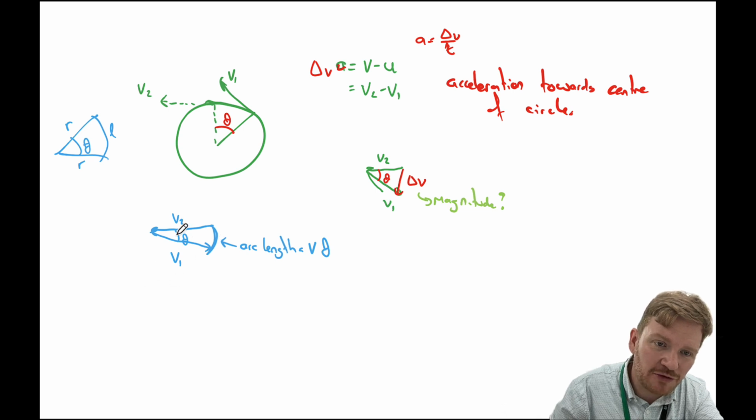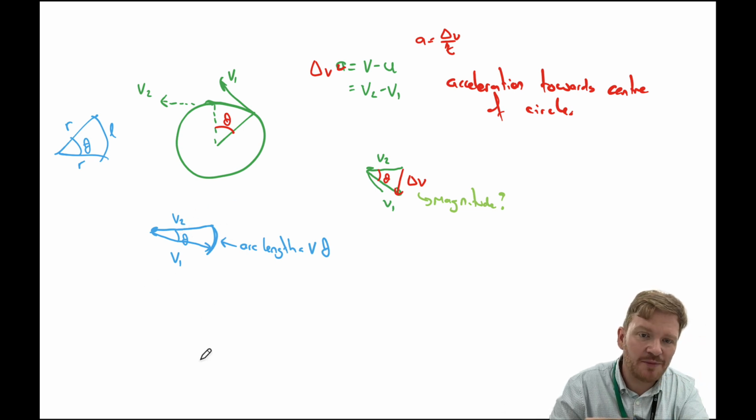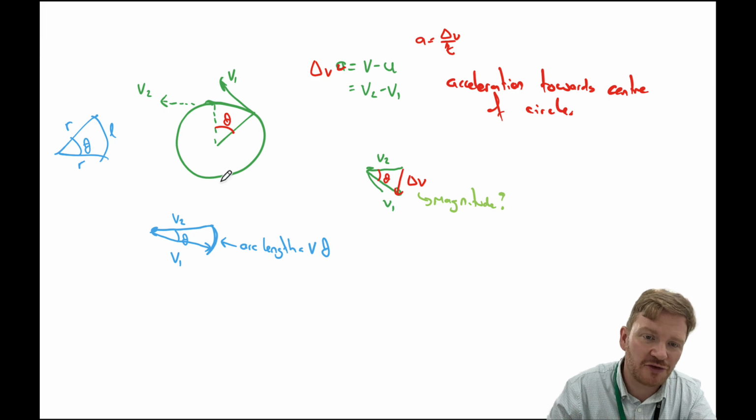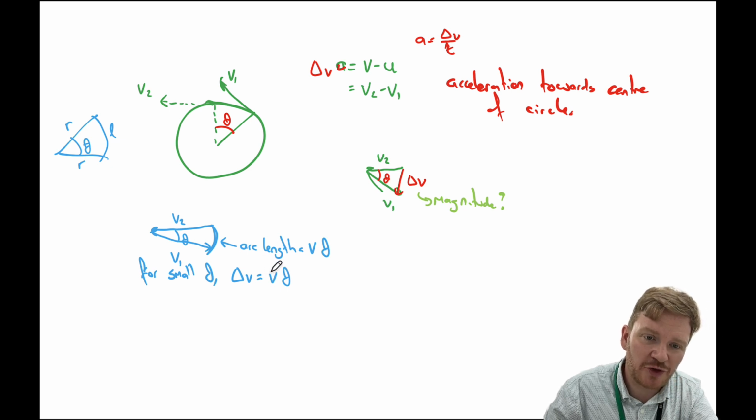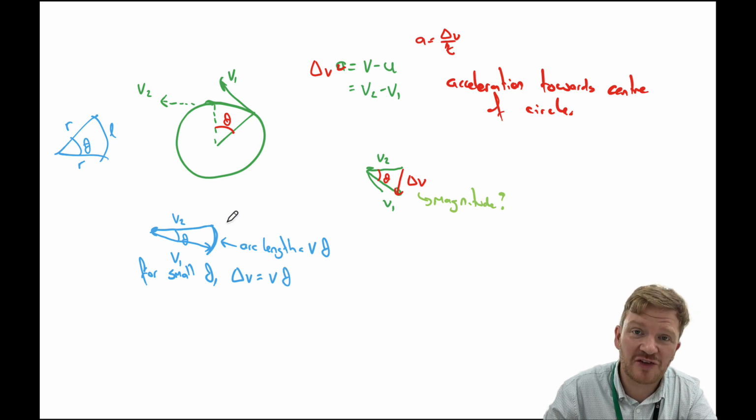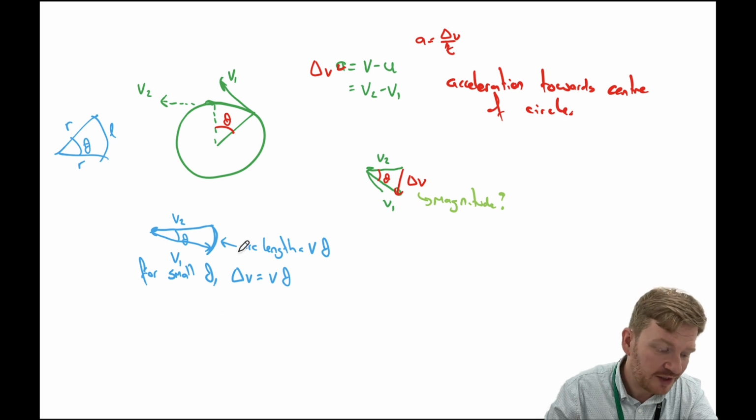Now I can say, even though this is a straight line, that as theta approaches 0, it's only a tiny change in angle, and this arc looks more and more like a straight line. So for a small angle, delta V is v theta. That is just the magnitude of the individual velocities, because the magnitude of velocity doesn't change, as it's uniform. So delta V is v theta.